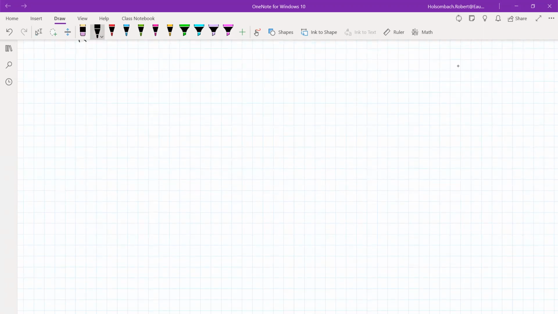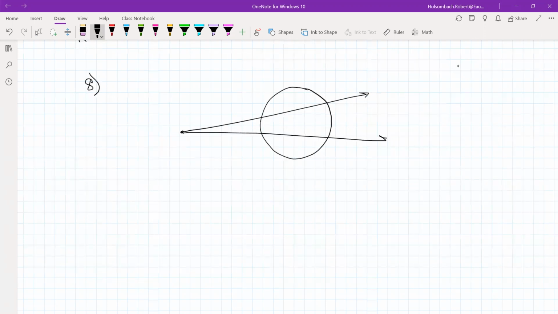Problem number 8. We've got angle K out here. We've got an arc on the top of this circle that measures 100 degrees, an arc on the right of this circle that measures 72 degrees, and then an arc on the bottom at 160 degrees.